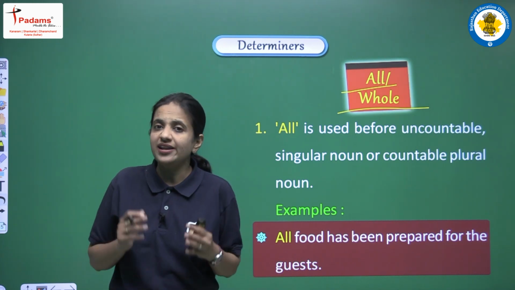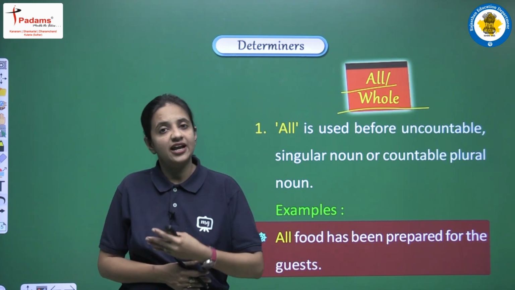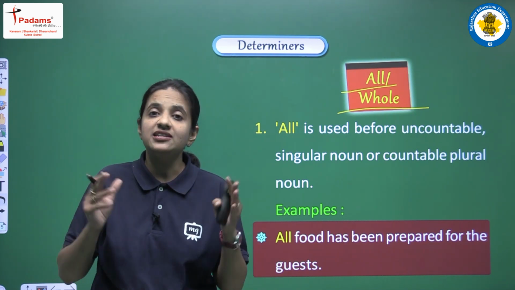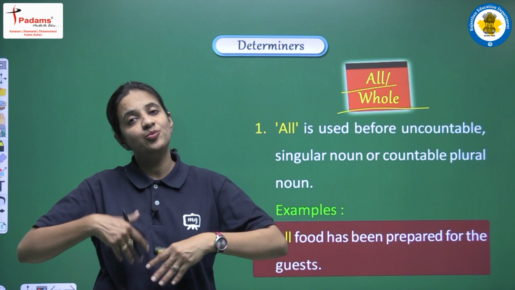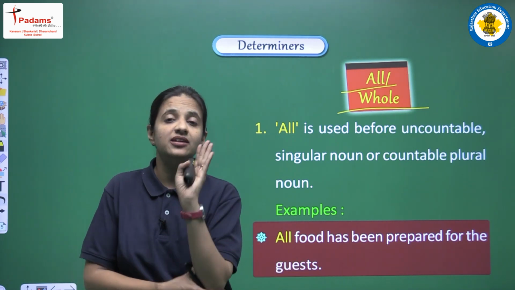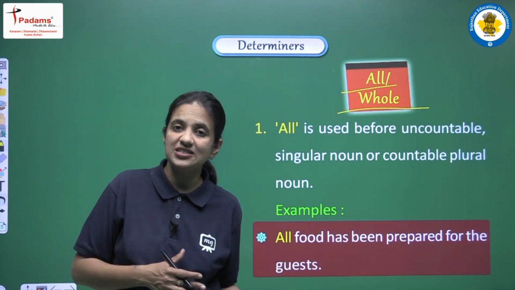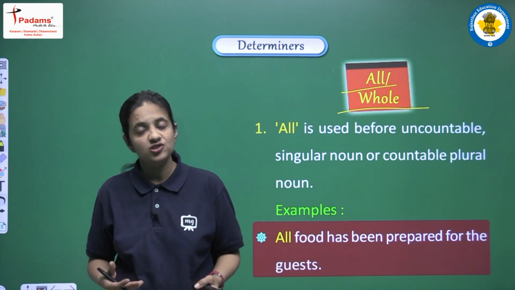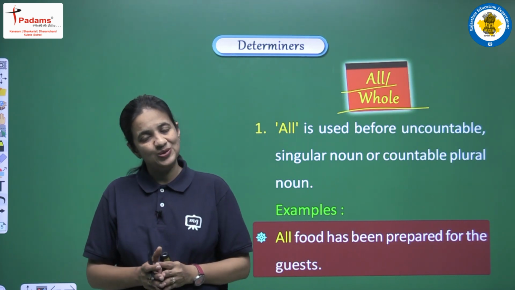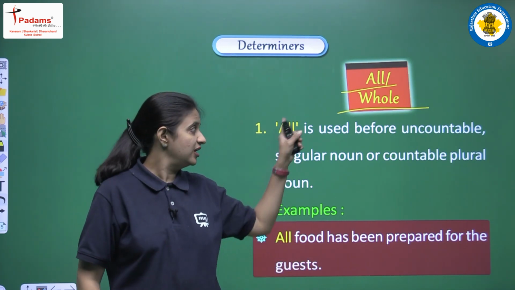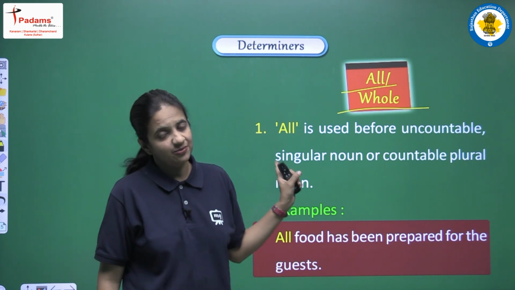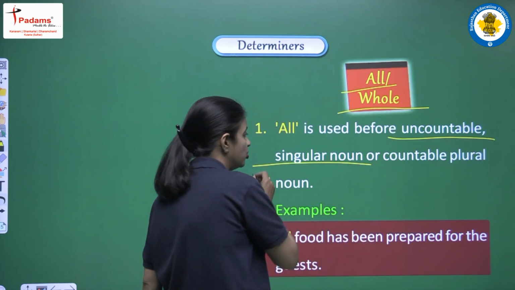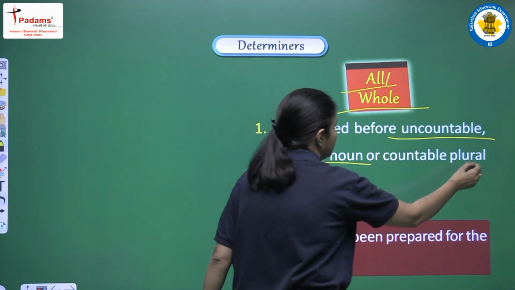You have to be very careful regarding these things, that which determiner is used for countable, which is used for uncountable, and some determiners are used for both countable and uncountable, but at that time again we are having some rules of singular or plural. So these are the uses, and yes, you have to learn all these different uses of all the determiners. So here we are talking about all. This determiner, all, is used before uncountable singular noun or countable plural noun.